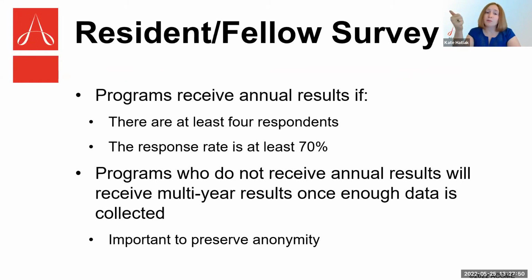So you have at least 4 respondents and your response rate is at least 70%. If you don't check those boxes, then you're going to receive multi-year results once enough data is collected. And the reason for that is to preserve anonymity. Okay, if you've only got 1 fellow in your program and then you get the result, well, you're going to know exactly who said that. And again, the ACGME takes that anonymity, intimidation, those sorts of things very seriously.